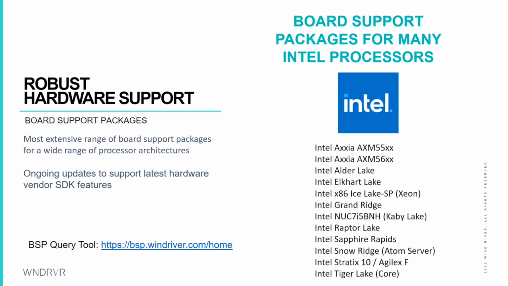You can see in that list that we support things other than x86, so the Axia platforms are out there, as well as the Stratix 10 and Agilex F. We have quite a few processors that we support and continue to upgrade as Intel changes the SDKs, comes out with new revs of their hardware, or new hardware platforms altogether. I will point out that we have this thing called the BSP query tool. If you're interested in what we support for a particular hardware platform, that tool will provide you that information. Next slide, please.